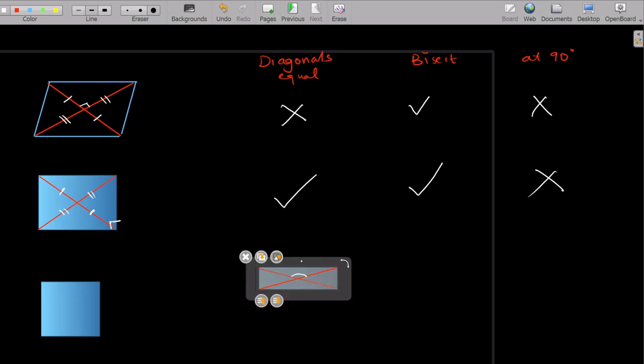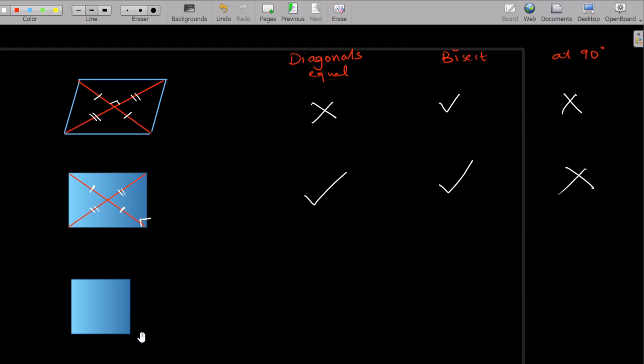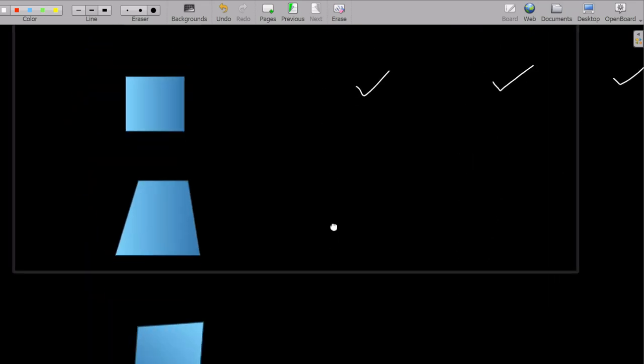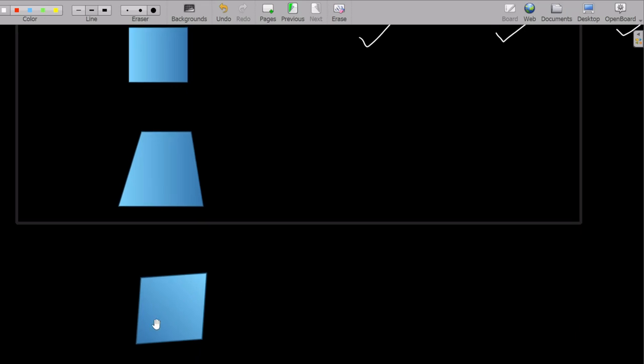Now let's come to square, the most interesting parallelogram. Here is a square. So now one by one, Tanvir, you will tell me, will the diagonals be equal? Will they bisect? I think yes, yes for all. They are going to be equal, they will bisect, and at 90 degrees as well. Now after square, let's do a rhombus. This is a rhombus.